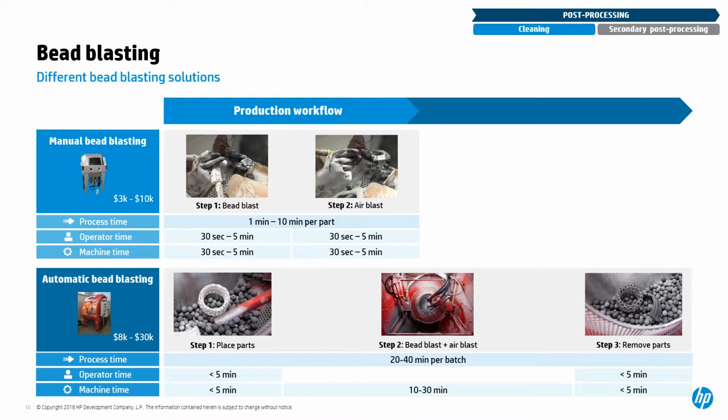And for big and thin parts or parts that will tend to warp, we will also recommend using the manual bead blasting, because those types of parts could be damaged in the automatic bead blasting.